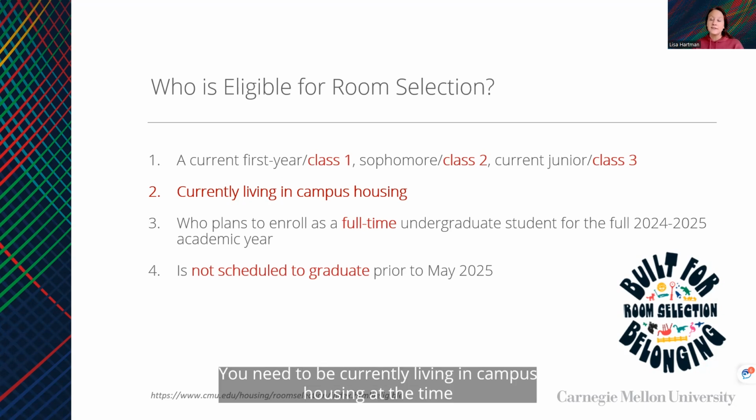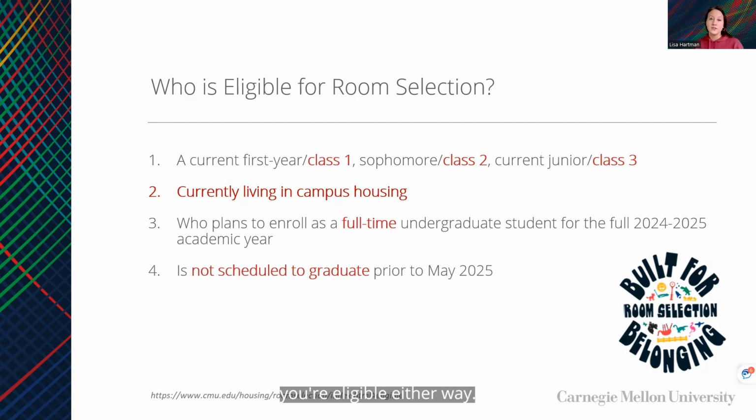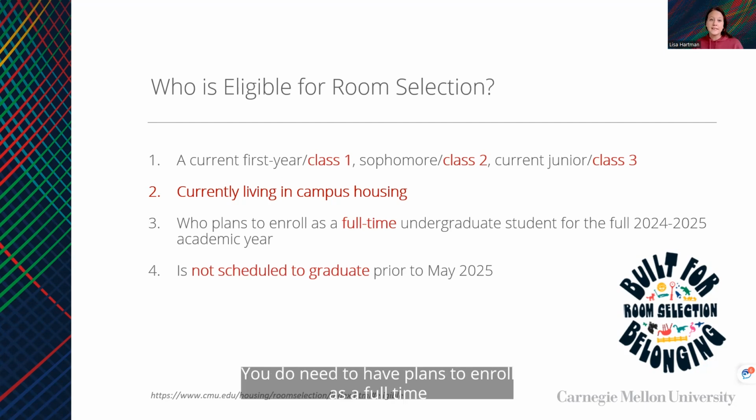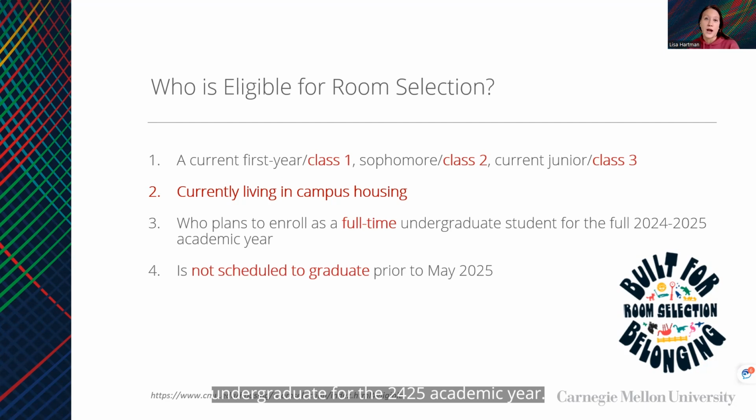You need to be currently living in campus housing at the time that room selection is occurring. So whether you're living in Greek housing or in campus housing, you're eligible either way, but you do need to be living in campus housing at that time. So if you take a leave of absence in January, you're not going to be eligible for room selection in February.